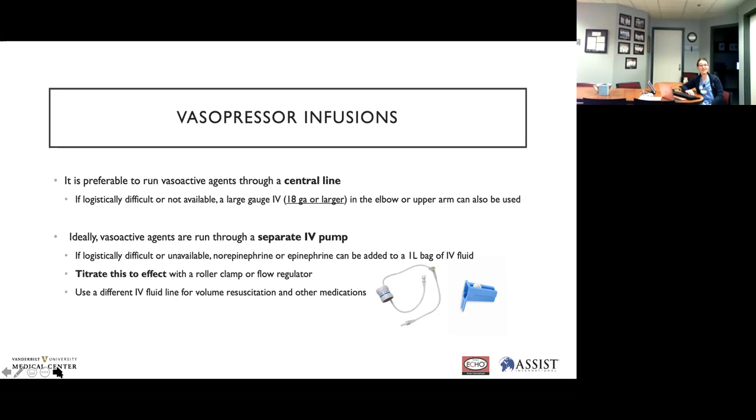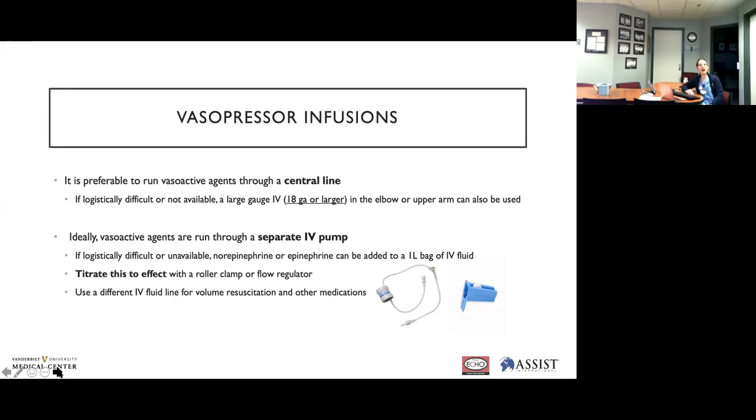And ideally, these vasoactive agents will be run through a separate IV pump. Again, understanding that that may not be available or be logistically difficult to obtain. You can add either norepinephrine or epinephrine to a bag of fluid of any size. 1 liter is probably the most reasonable because that's the most easily available.